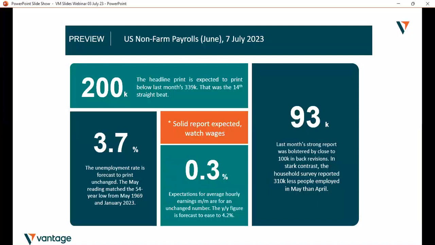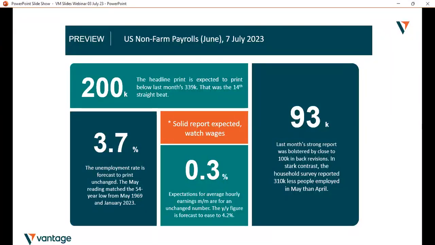Then we get the unemployment rate, that's seen probably unchanged at 3.7%, and obviously ticking up from those multi-decade lows around 3.4% a couple of months ago. Average hourly earnings, always a key focus, are seen rising, matching the rise seen in May, around 0.3% month on month.